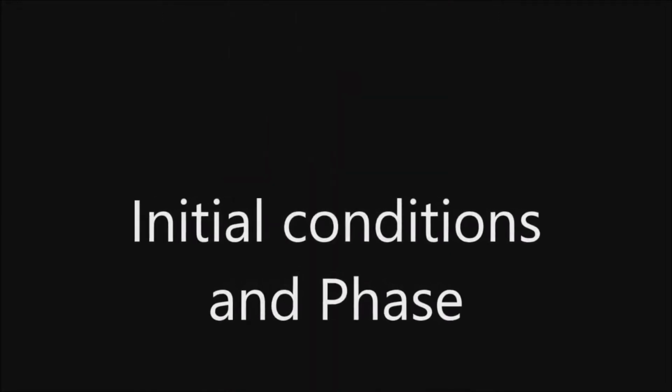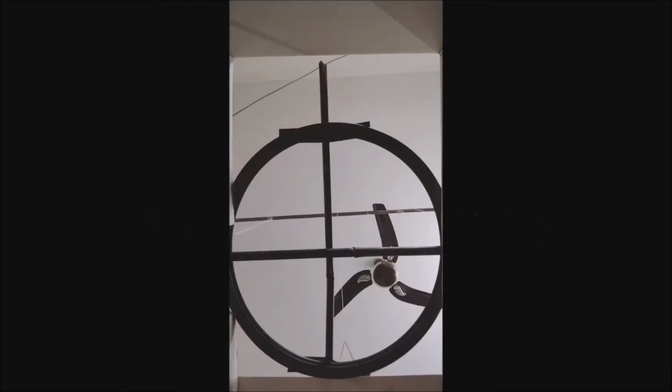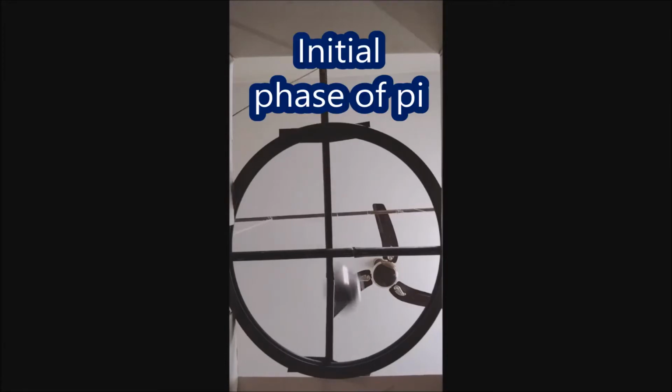So first let us understand what is the meaning of initial conditions and phase. So now presently the oscillator is taken to the negative extreme, and when it is released it makes the oscillation. So this corresponds to a phase of pi and it oscillates with a certain frequency.